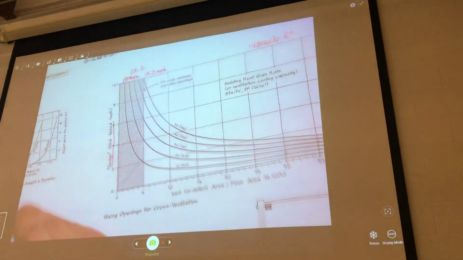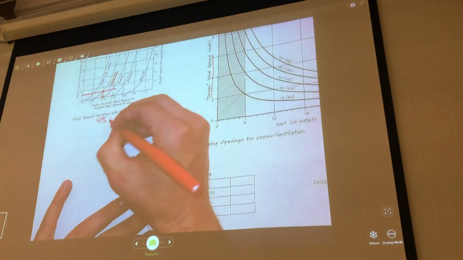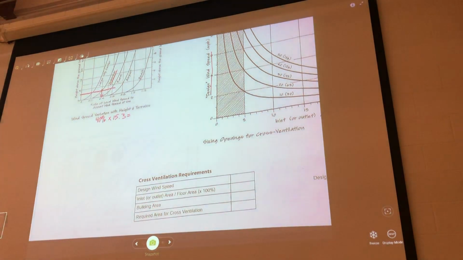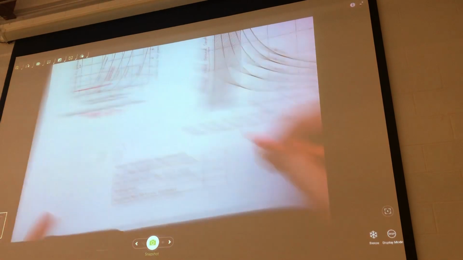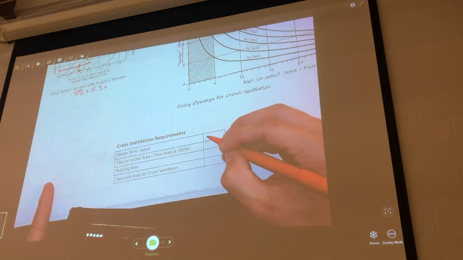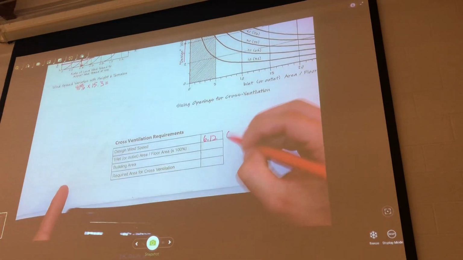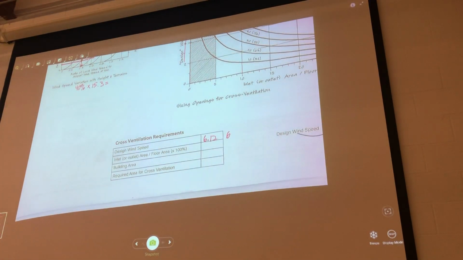So we take 40%, multiply it by our overall wind speed. So 40% times 15.3, or whatever it is that you actually get from your meteorological data. So that gives us a designed wind speed of 6.12. If you want to go ahead and say it's 6, just to make life simple, let's say it's 6.